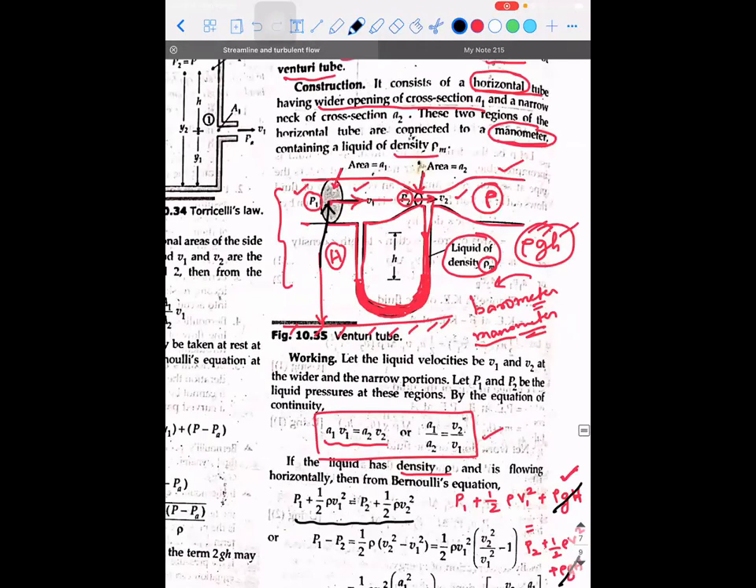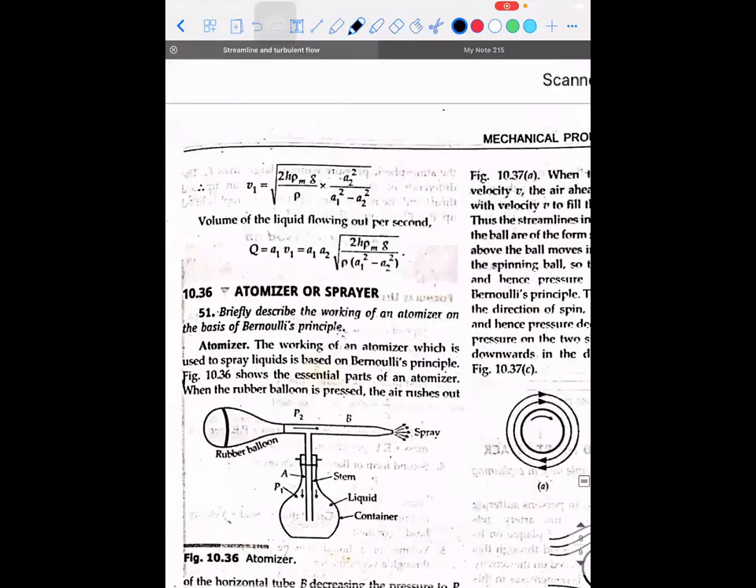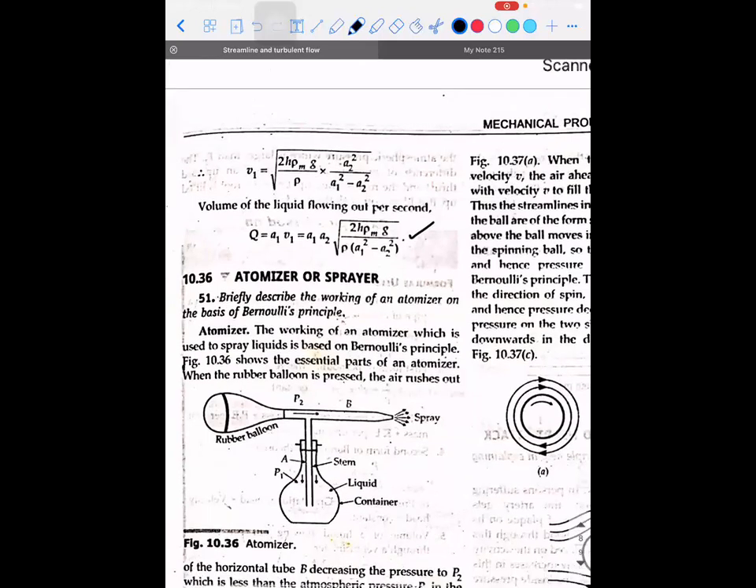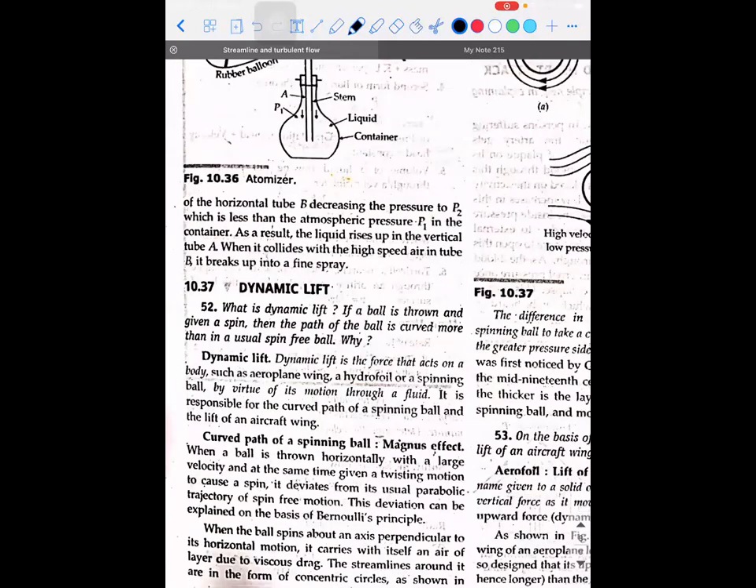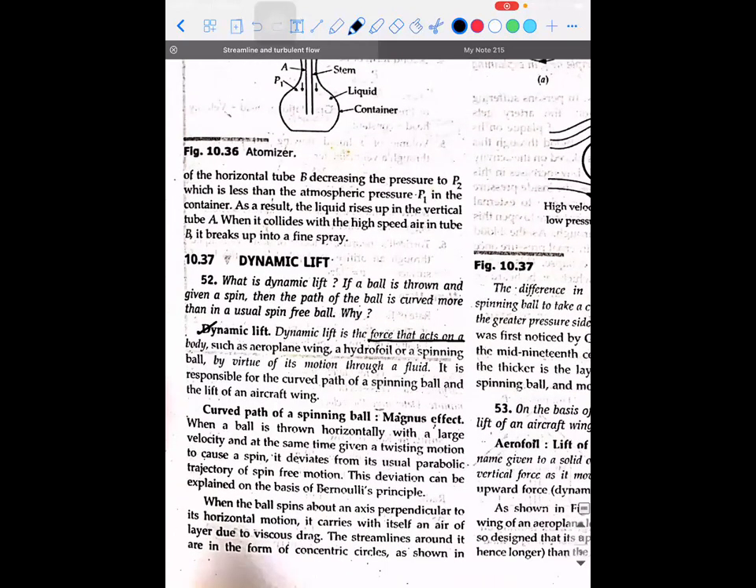So this is the overall expression. Right. So this is all about Bernoulli's theorem. Am I clear, guys? So some of the applications of Bernoulli's theorem: one is called dynamic lift. Dynamic lift is the force that acts on an object such as an aeroplane wing or hydrofoil or a spinning ball by virtue of its motion through a fluid.